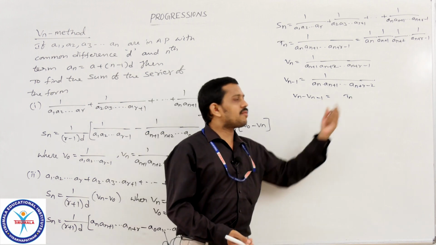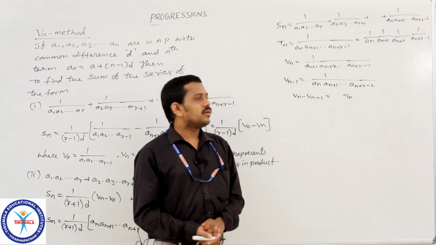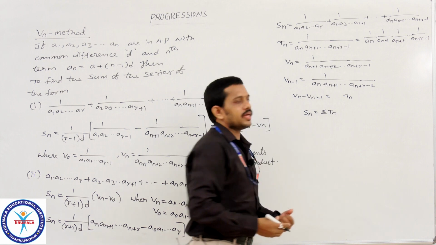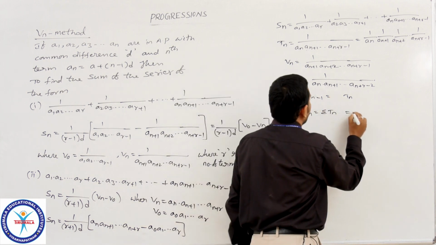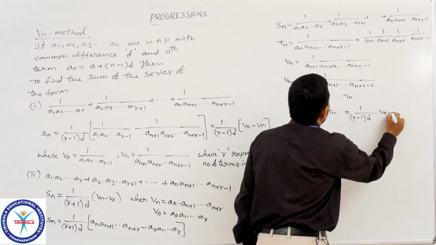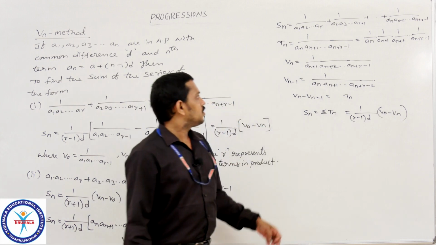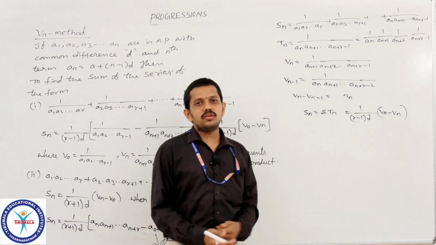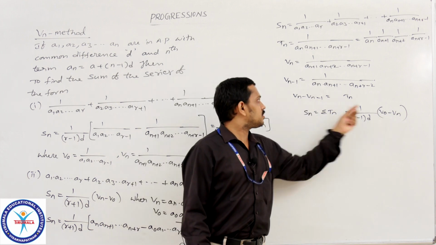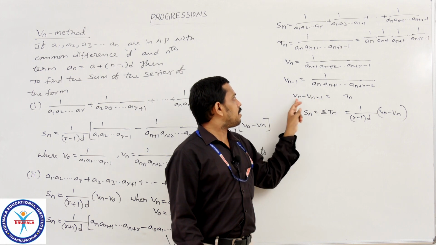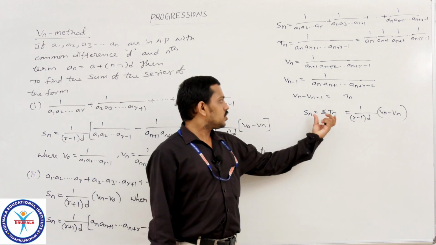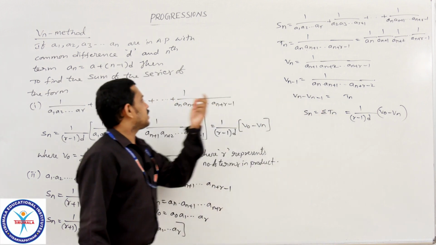Then by finding the nth term of this series and applying sigma, we get the Sn value. Sn is equal to sigma Tn. Then by simplifying this value we get sigma Tn is equal to 1 by r minus 1 into d into V naught minus Vn. After getting this Tn value we apply sigma, the sum of the terms. Then the sigma of Vn minus 1 becomes V naught minus Vn. So this is the sum of the given series.